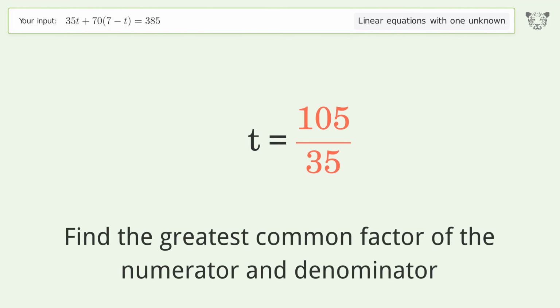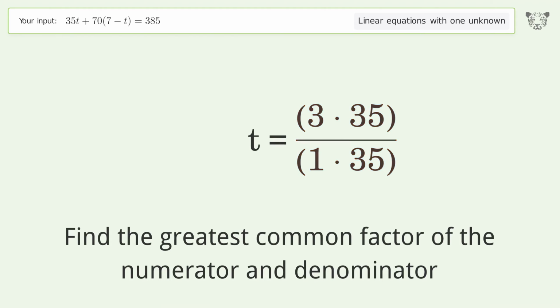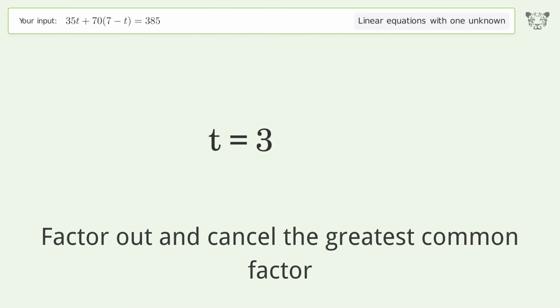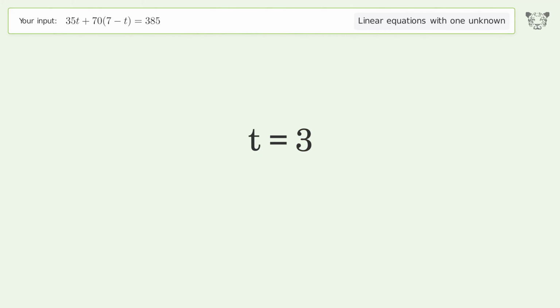Find the greatest common factor of the numerator and denominator. Factor out and cancel the greatest common factor. And so the final result is t equals 3.